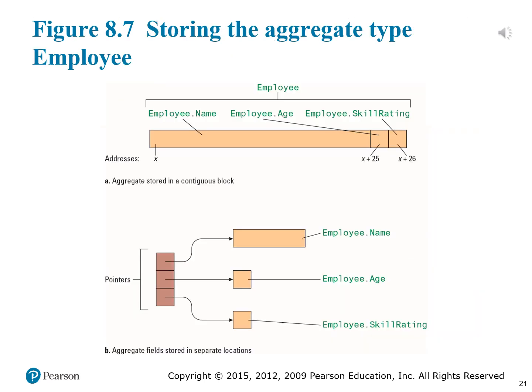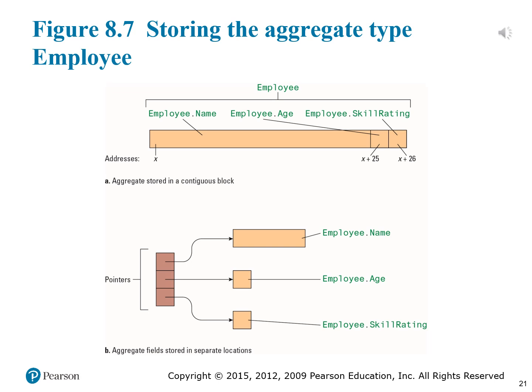To store an aggregate data structure such as an employee that has 3 data fields, name of type character array, age of type integer, and the skill rating of type float. If the number of memory cells required by each field is fixed, then we can store the aggregate in a block of contiguous cells. For example, suppose the field name required at most 25 cells, age required only 1 cell, and the skill rating required only 1 cell. Then we could set aside a block of 27 contiguous cells, store the name in the first 25 cells, store the age in the 26th cell, and store the skill rating in the last cell as shown in figure 8.7a.